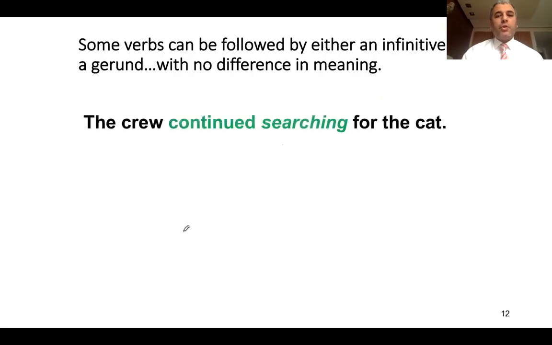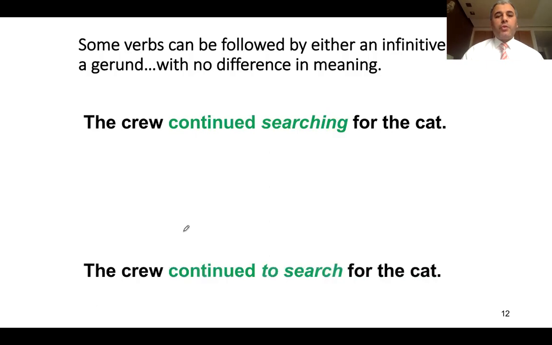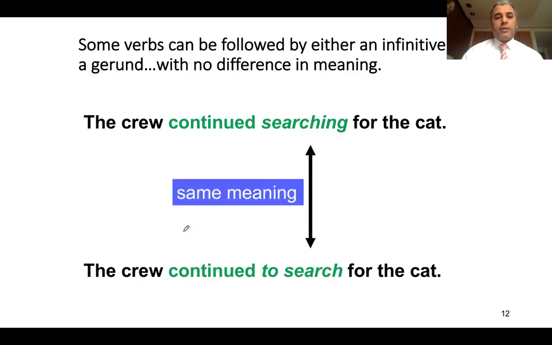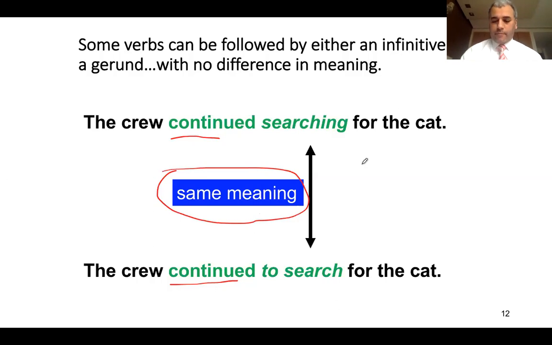The crew continued searching for the cat. So here you have continued searching, gerund. The crew continued to search for the cat. In both of these, the same meaning. The crew continued to search or continued searching. So the meaning is that they went on looking for the cat. The same meaning here, okay? So you see, continued is one of those verbs where you can use either a gerund or an infinitive without difference in meaning. There is the same meaning, okay?